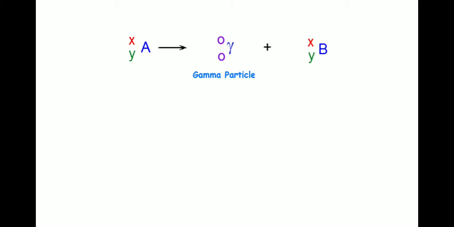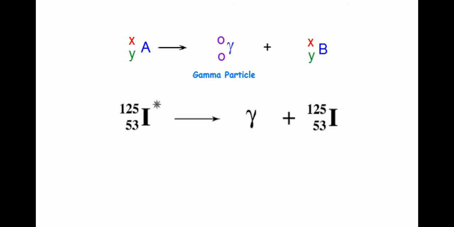Let's say an element A with mass number X and atomic number Y, after giving out gamma radiation, forms the same element with the same mass number and the same atomic number. Over here, only to make the equation easier to understand, it is written A and B. But A and B having the same mass number and same atomic number remain the same. The only difference is A is in the excited state or at a higher energy level and B is in the stable condition, that is at a low energy level.